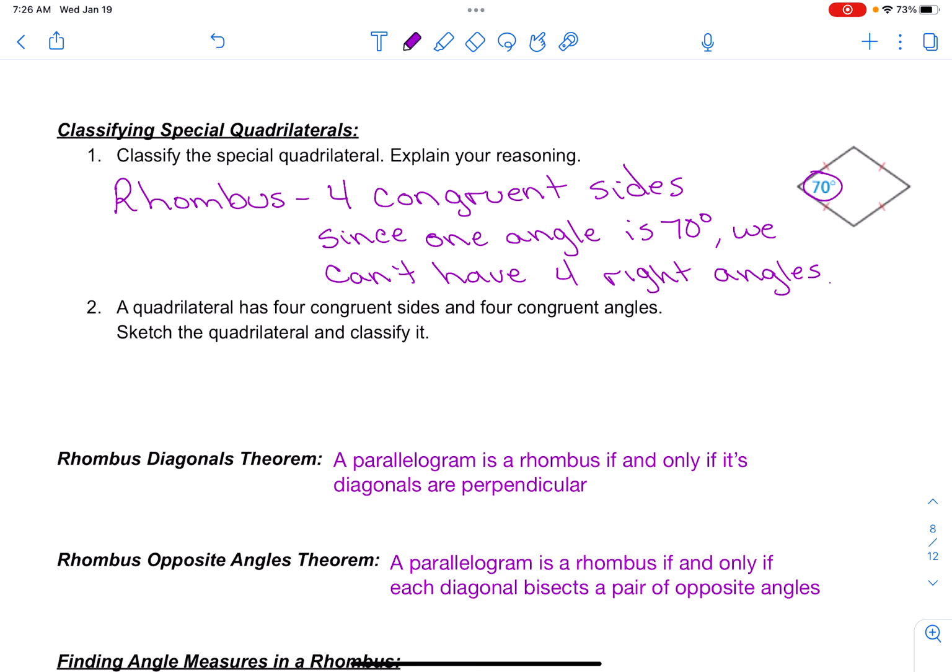In the next one, it says a quadrilateral has 4 congruent sides and 4 congruent angles. Sketch the quadrilateral and classify it. So if we have 4 right angles and 4 congruent sides, the best option for classifying that is going to be a square. It says it directly in the definition. For it to be a square, it has to have 4 right angles and 4 congruent sides. That's exactly what this one says. So it is a square.